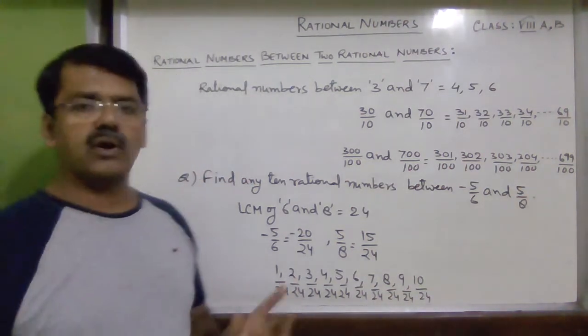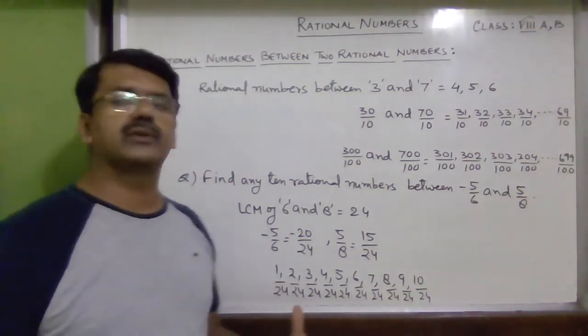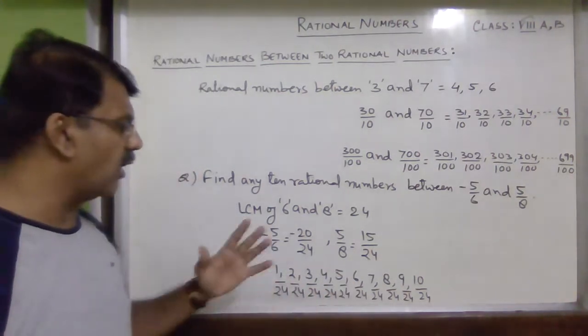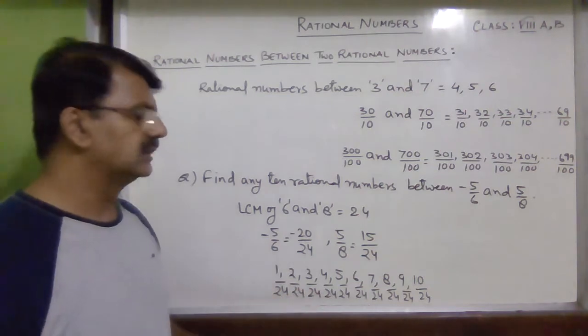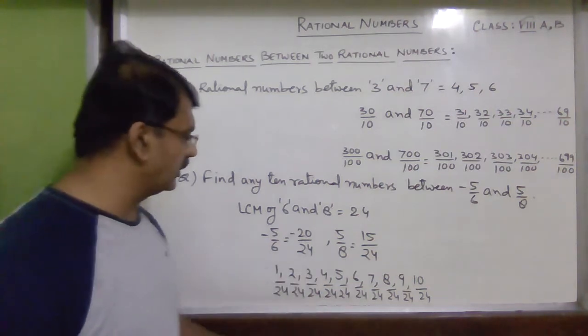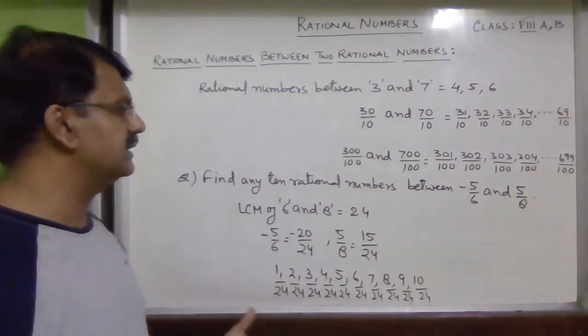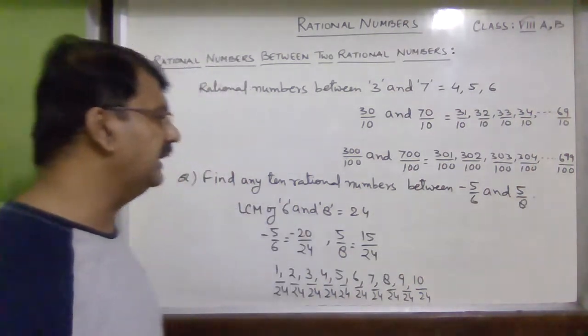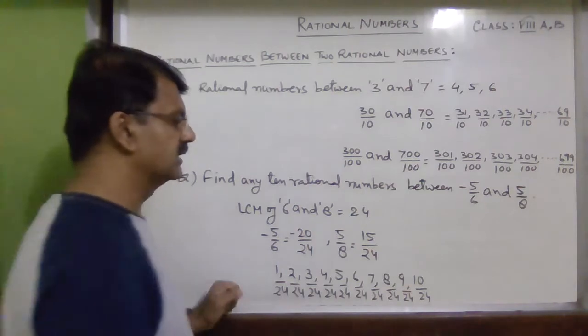Okay, so all these numbers, 1/24, 2/24, 3/24, 4/24, 5/24, and so on, up to 10/24, they are rational numbers, and they definitely lie between -5/6 and 5/8. Clear? So that is your answer.